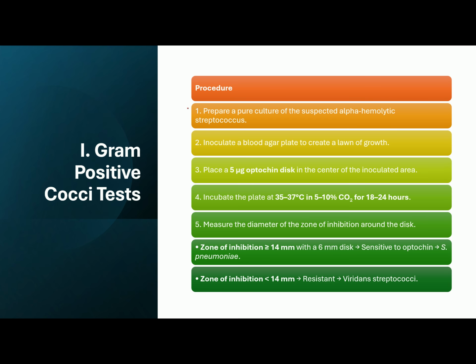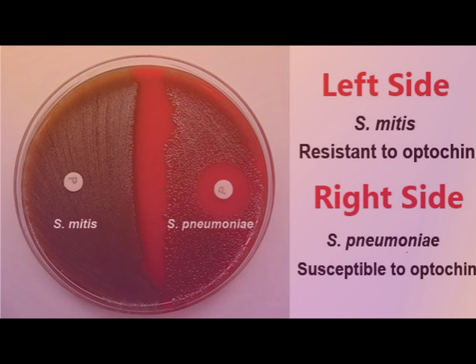So this is the procedure. Prepare your culture, inoculate on blood agar, then place your 5 microgram optochin disc. Incubate, measure the zone of inhibition. If it's greater than 14 millimeter, using a 6 millimeter disc, sensitive to optochin, meaning it's Streptococcus pneumoniae. But if the zone of inhibition, class, is less than 14 millimeter, report it as resistant. Most likely, this is a viridans streptococci.